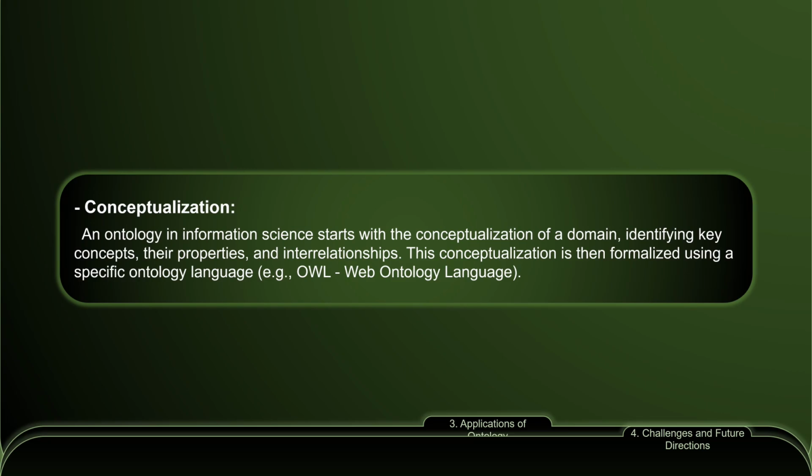Conceptualization. An ontology in information science starts with the conceptualization of a domain, identifying key concepts, their properties, and interrelationships. This conceptualization is then formalized using a specific ontology language, e.g., OWL, Web Ontology Language.